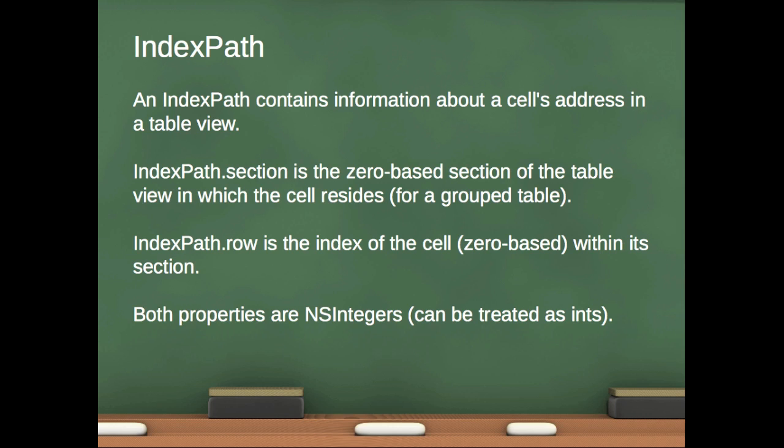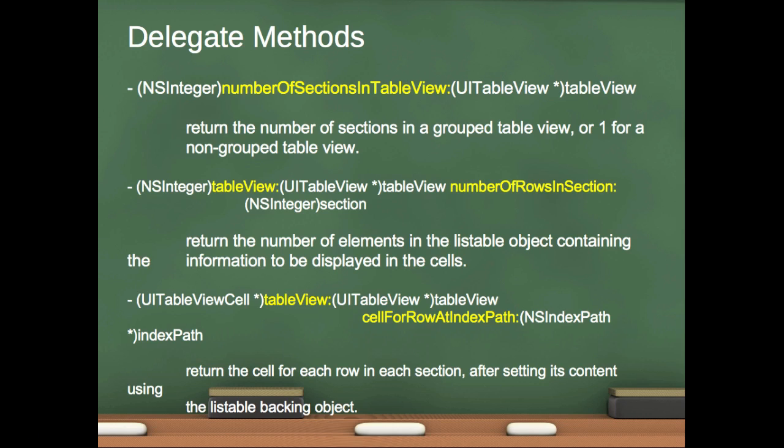indexPath.row is the index of the cell, then that's zero-based again, within its section. So the first row in a section is indexPath.row equals 0, the second one is 1, and so forth. Both of these properties are NSIntegers, and we already know that an NSInteger is really just a typedef as an int.